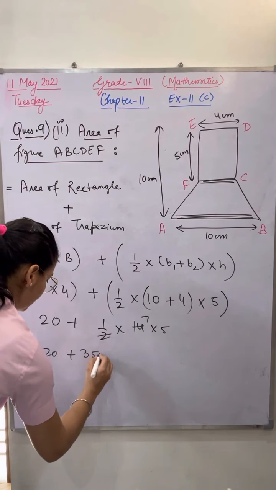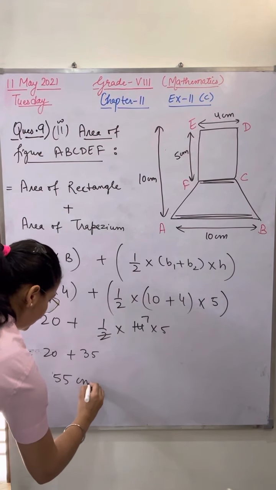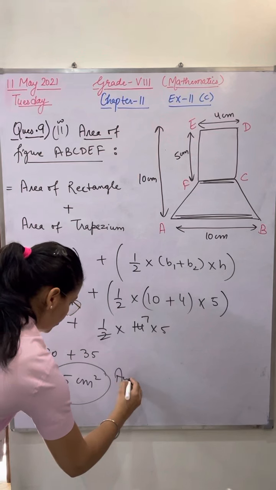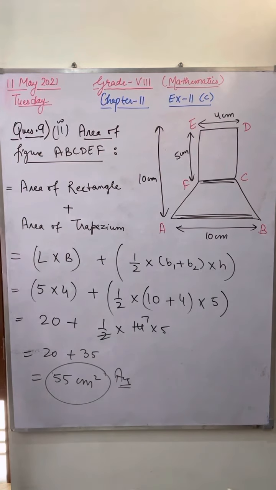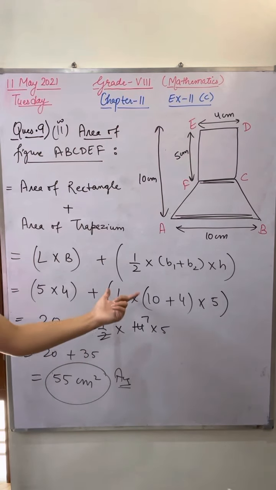Yes, that is equal to 55 centimeter square. This will be the answer. Any doubt? How do you have to split that shape? How can you take out the areas?